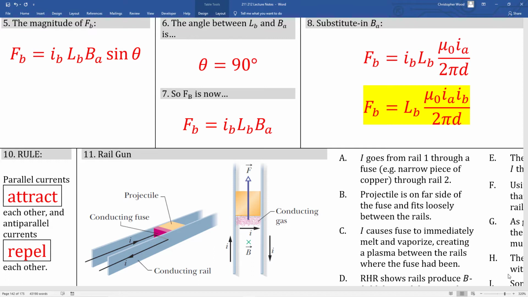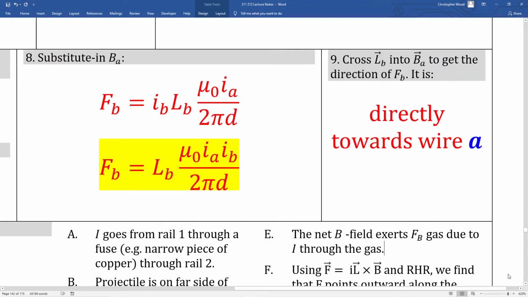Box 6, make sure you agree that theta equals 90 degrees, which is the angle between vector L subscript B and vector B subscript A. Follow the operations shown in boxes 7 and 8, which culminate in this expression. This is the force exerted on wire B due to a magnetic field created by wire A that's parallel with it. That's the caveat. These are two constant current carrying parallel wires.